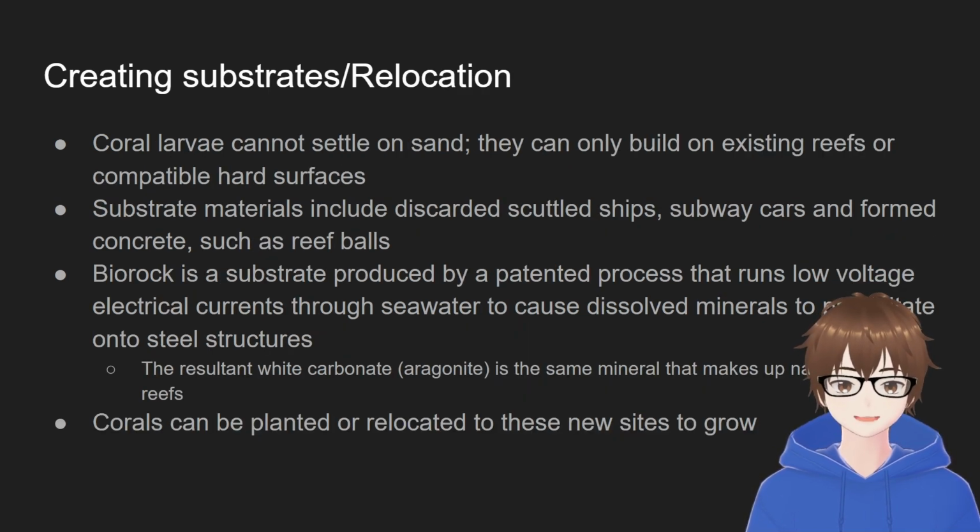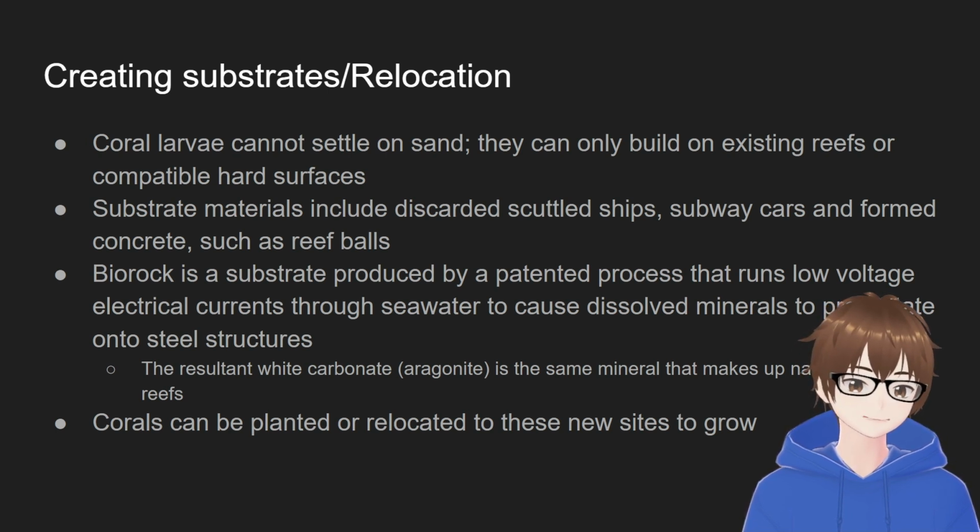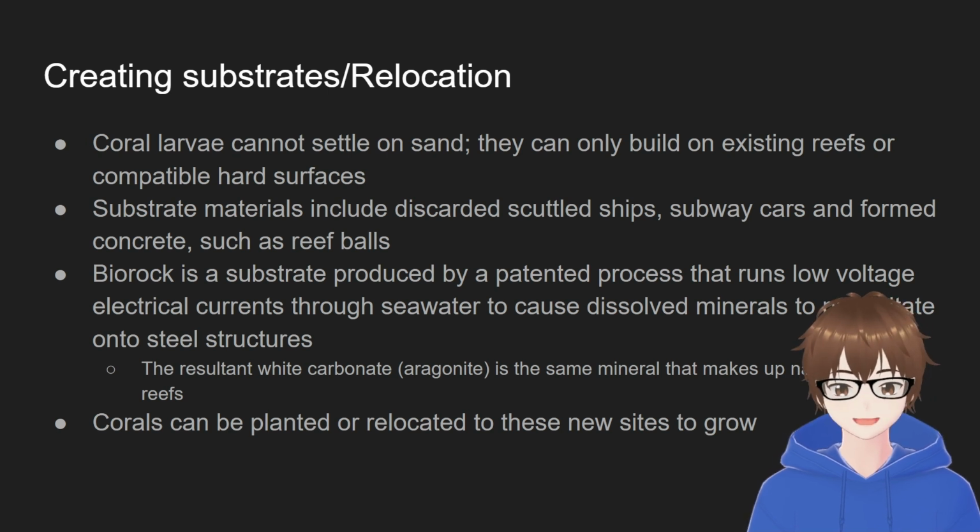Something else they can do to help corals is creating substrates or relocating corals. Coral larvae cannot settle on sand. They have to grow on existing reefs or a compatible hard surface. Substrate materials include discarded or sunk ships, subway cars, and formed concrete, such as reef balls. I've seen reef balls quite often. They're basically pieces of concrete formed into hollow balls that fish can swim through and coral can grow on.